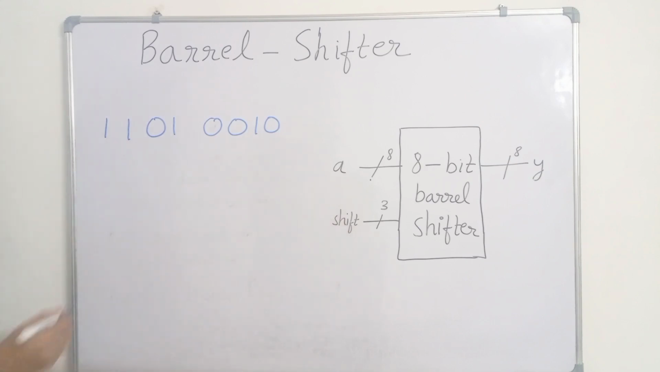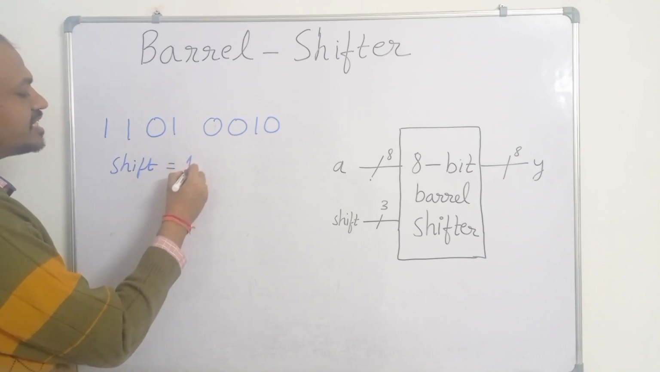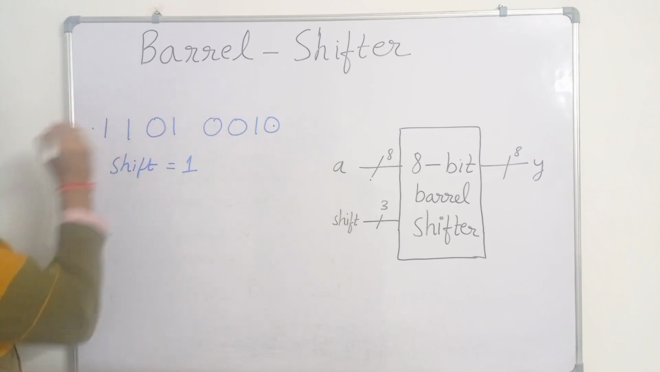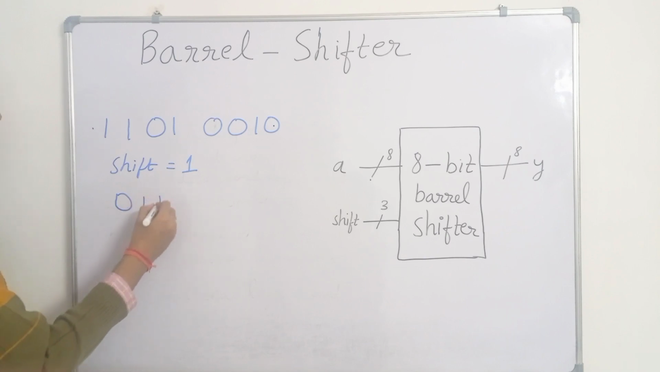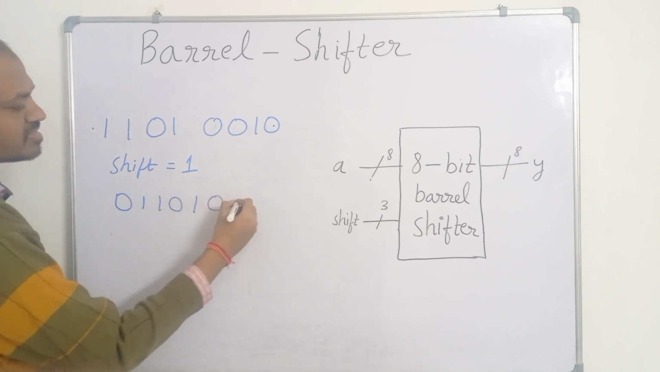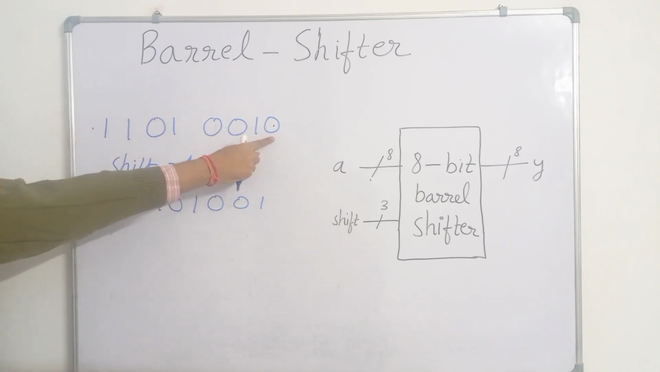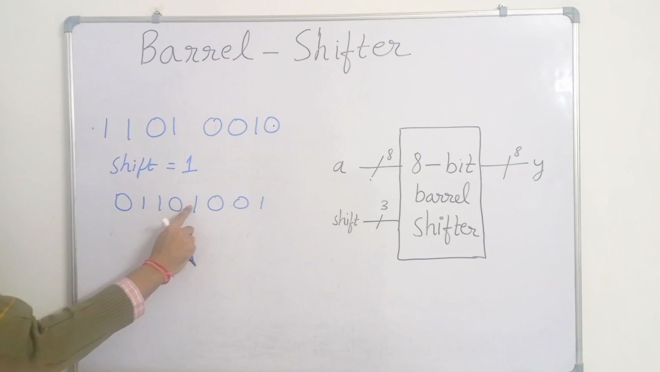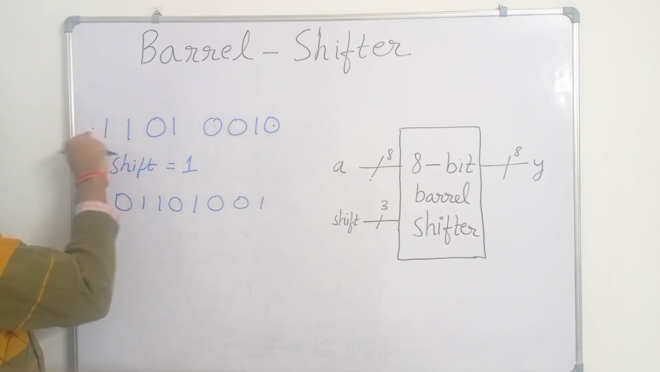Suppose the shift is equal to 1. What will happen is this 0 will come here. So it will become 0, 1, 1, 0, 1, 0, 0, 1. As you can see, 1 bit out of these 8 bits has shifted because shift was equal to 1. This 0 came here and the rest was as it is: 1, 1, 0, 1, 0, 0, 1.